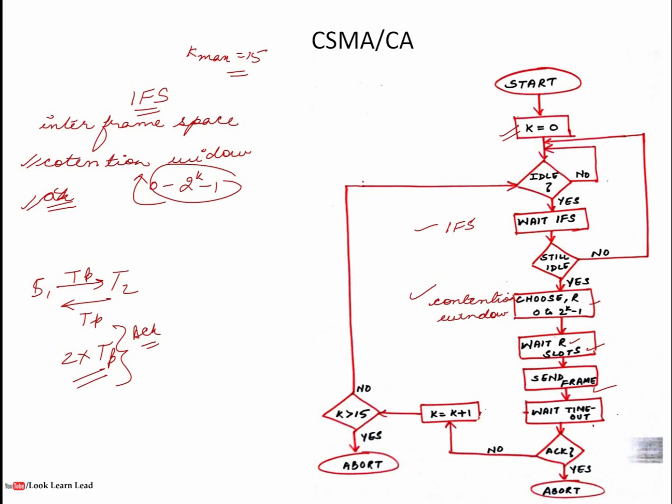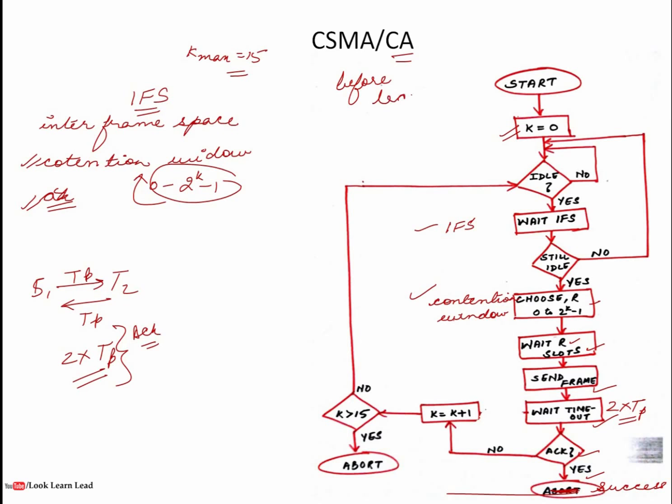After sending the frame, wait for timeout. Timeout is 2 cross TP. That is the time within which acknowledgement should be received. If within this time acknowledgement is received, then it is a success. The frame has been sent. Now see the non-idle case, when we don't receive the acknowledgement. This is collision avoidance.